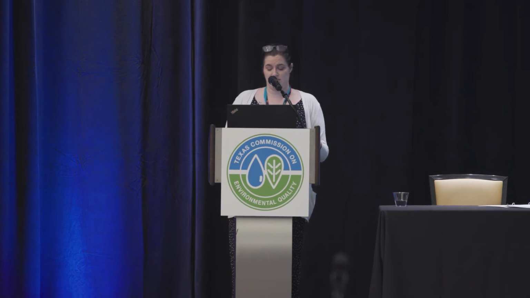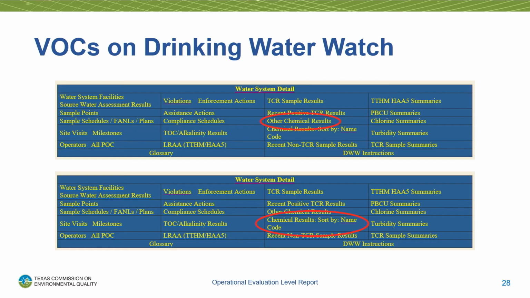It has the VOCs written. You can view this data. You can find the VOC data in Drinking Water Watch under other chemical results. If you have the sample ID from the lab, you can look in other chemical results and look specifically for that sample ID. If you're not sure, which a lot of systems aren't, it's okay. You can look in chemical results, sort by either name or code. If you sort by name, that might be a little bit easier. You can find it alphabetically, chloroform or bromoform.